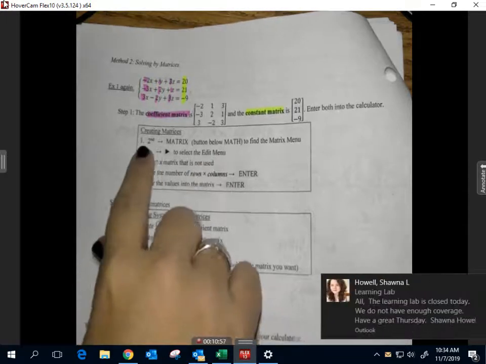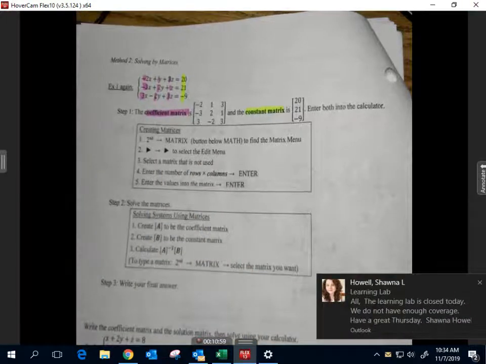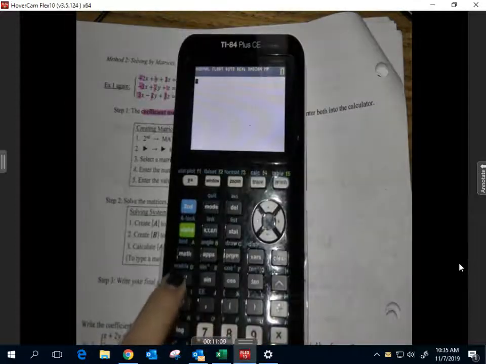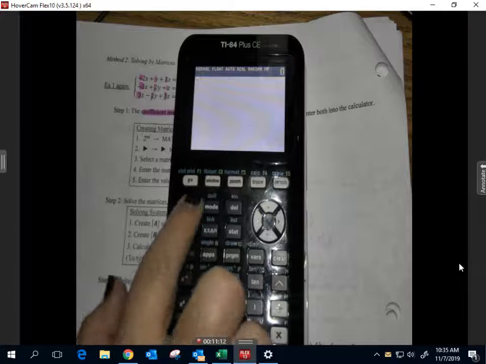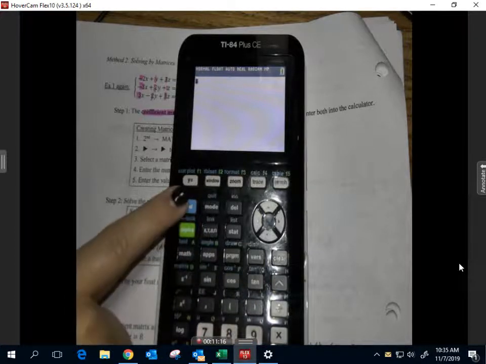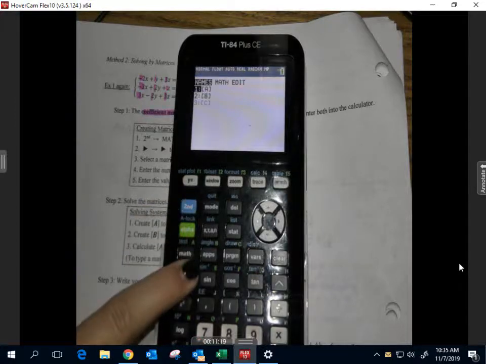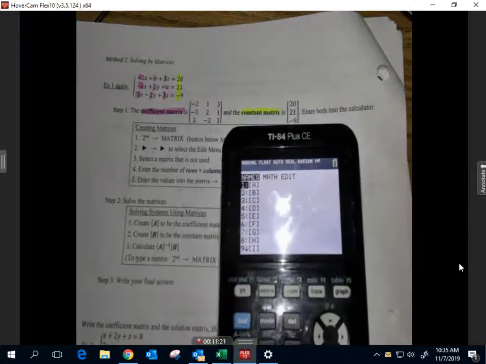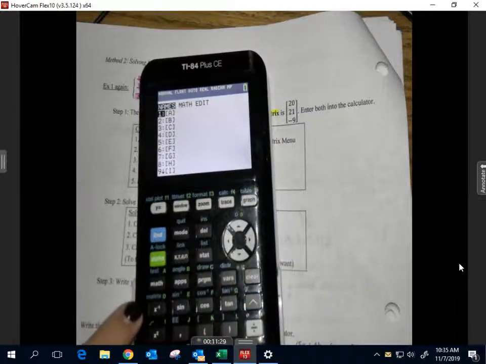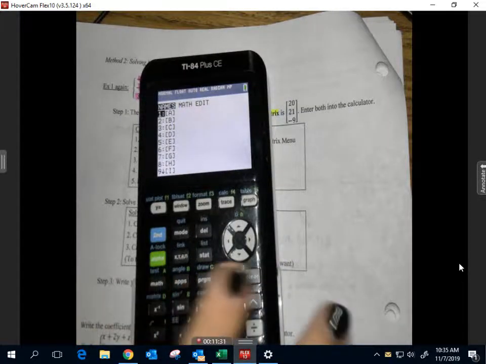So we're going to follow these steps. First, it says to go to second matrix. Guys, the matrix button, see this x to the negative 1? That's my inverse button. So that's what I'm going to call inverse. I'm not going to say x to the negative 1 all the time. It's inverse. So you're going to hit second inverse. That's your matrix. So we're second inverse. It's just right underneath, right down here. Everybody there? Don't touch anything else yet.